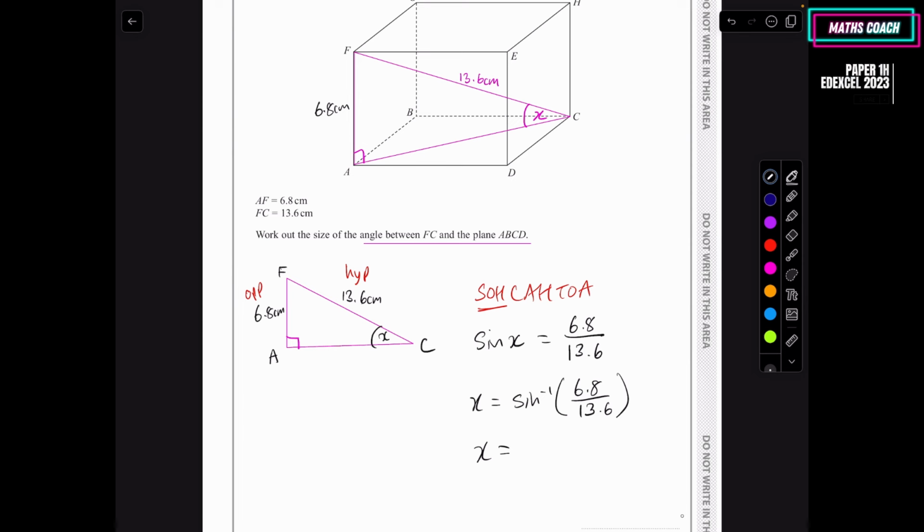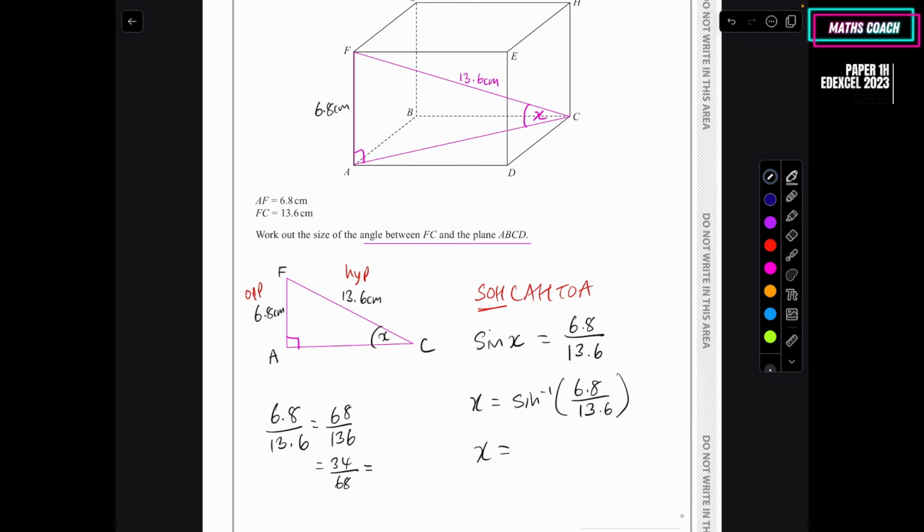Well, let's look at that fraction, 6.8 and 13.6. If we first of all multiply everything by 10, we have 68 divided by 136. And then we cancel down. So we can divide both the top and the bottom by 2. So 68 divided by 2 is 34. 136 divided by 2 is 68. And then divide by 2 again, and we can keep doing that until we simplify it fully.